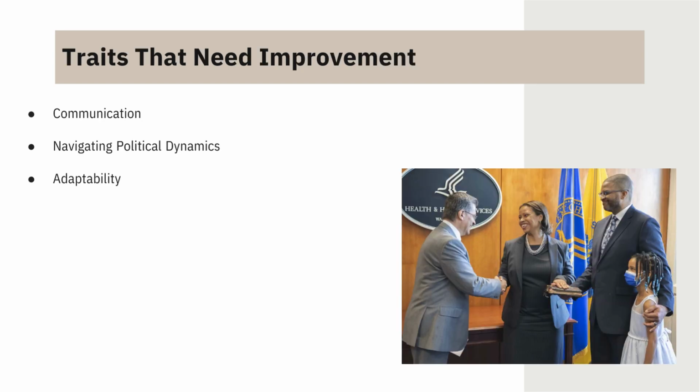Some traits that she needs to improve on. Communication. Effective leadership requires effective communication, and while Brooks LaSure shows a remarkable grasp of healthcare policy, there is room for improvement in her ability to communicate her goals and tactics to a larger audience. This includes decision makers, members of the public, and different stakeholders. Improving her communication abilities will help her projects have a bigger impact and encourage more understanding and support.